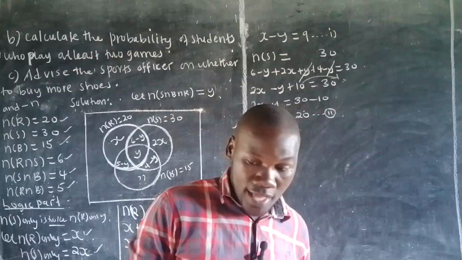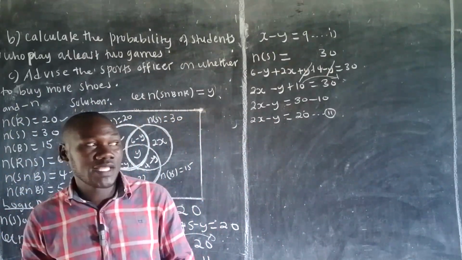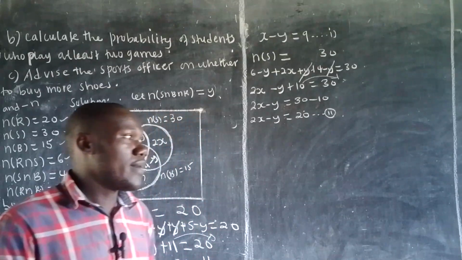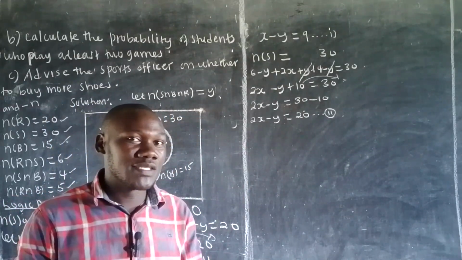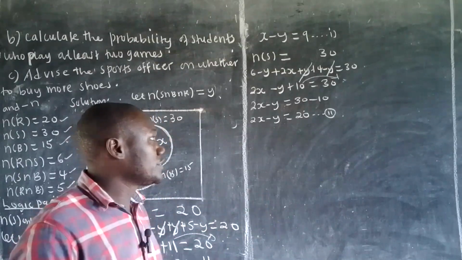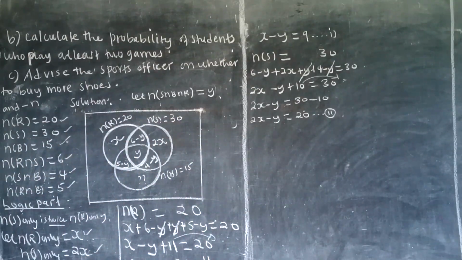And now, as far as simultaneous equations are concerned, you all know how to solve them. You can use the elimination method, substitution method, matrix method, or graphical method. But in this kind of case, you can either use elimination or the matrix method. So let's now proceed.